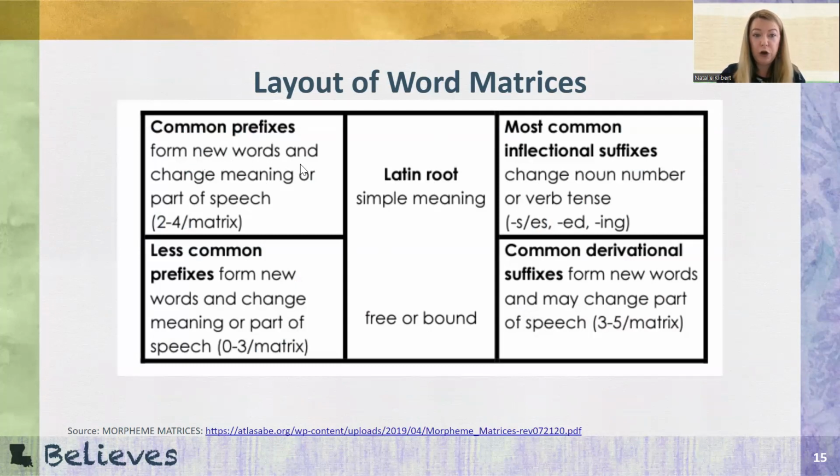These form new words and change meaning and part of speech, okay? Then you have some less common prefixes. They form new words and change meaning or word parts of speech too, but these aren't as common, so re would be a very common prefix, okay?